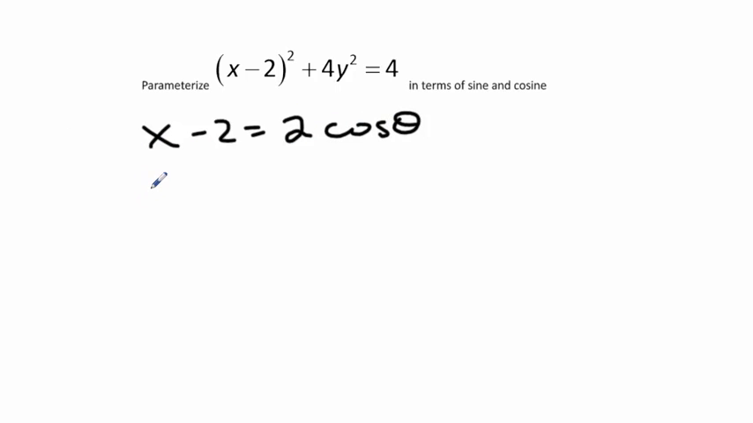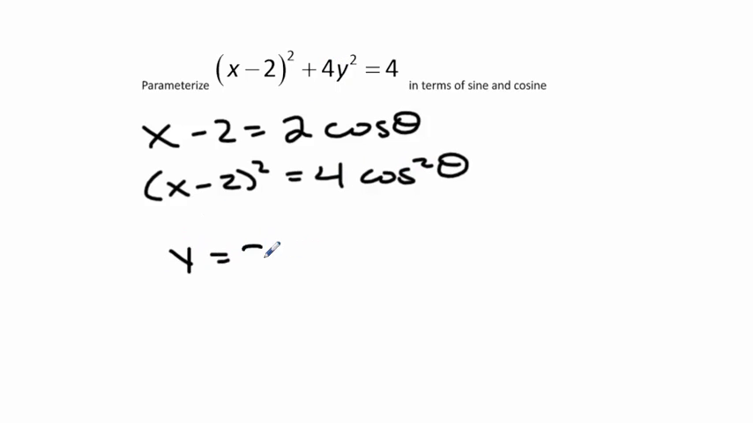The reason I want this is because (x − 2)² is 4 cosine squared theta. When you take that into account with the y term, you know that you want the y term to end up being 4 sine squared, so that 4 cosine squared and 4 sine squared add up to 4. The 4 is already there. That means that you just want y to be equal to sine of theta. Therefore, when you see 4y squared, you see 4 sine squared.